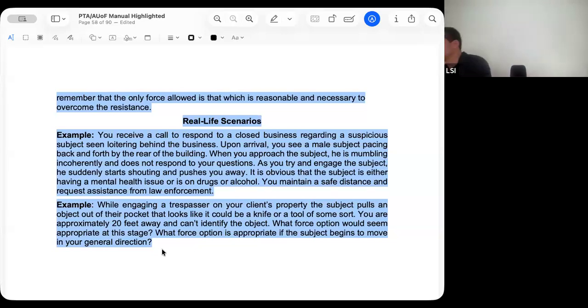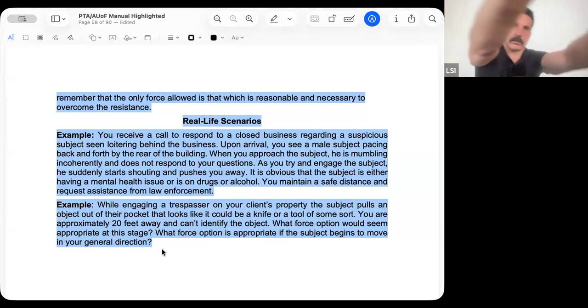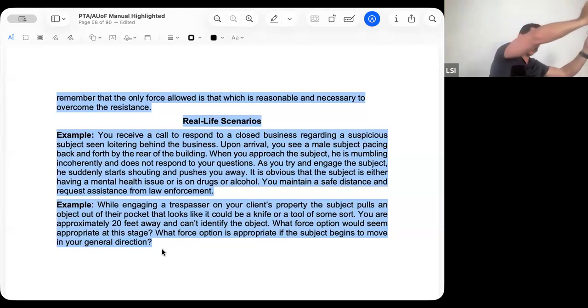Example: while engaging a trespasser on your client's property, the subject pulls an object out of their pocket that looks like it could be a knife or a tool of some sort. You are approximately 20 feet away and cannot identify the object. What force option would seem appropriate at this stage? What force option is appropriate if the subject begins to move in your general direction? All right, and then it continues on the next page.